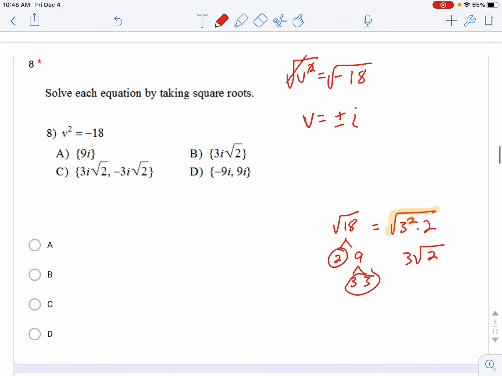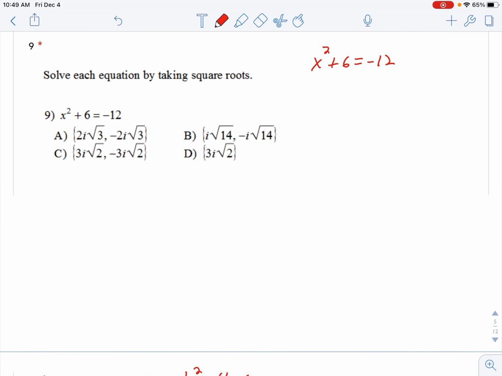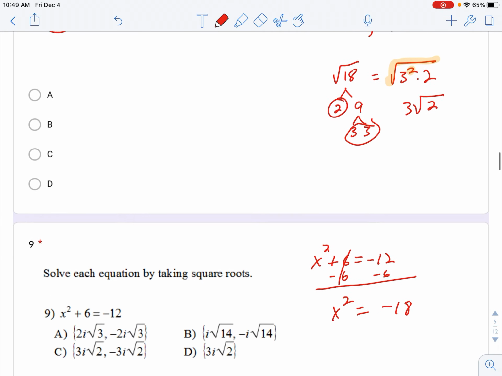So that 18 turns into 3 radical 2, and then normally you put the 3 in front of the i, so plus or minus 3i radical 2, which can be written 3i radical 2, comma, negative 3i radical 2, and that is choice C. Number 9, same problem, same idea. Going to subtract 6 on both sides. Oh, well, this is kind of dumb. Negative 12 minus 6 is negative 18, and now it's the same problem as that problem. Okay, I didn't realize that.